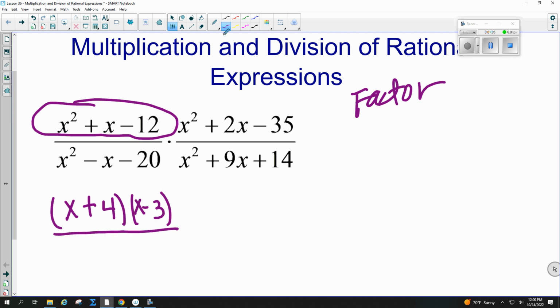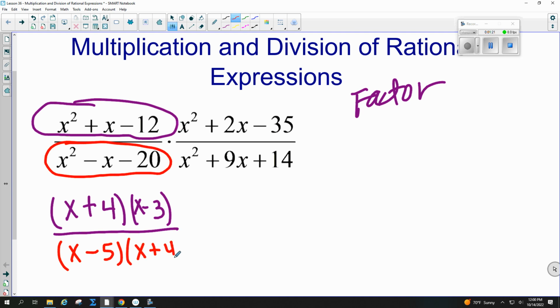Good. All right, now I have this next one. We need to factor tractor this one. So I'm looking for two things that multiply to negative 20 and add to negative 1. Amy? Exactly. X minus 5, x plus 4. Okay, this is a times sign, so I'm going to keep my times sign right here.